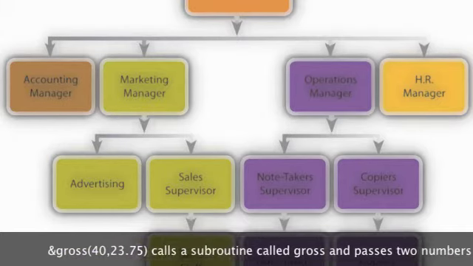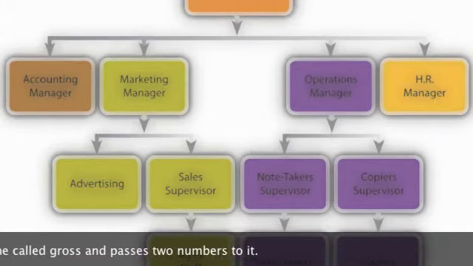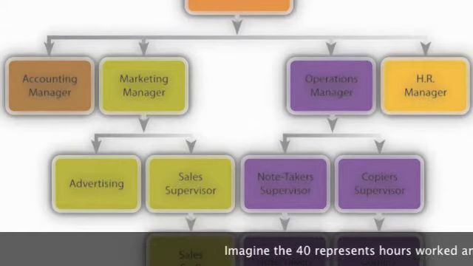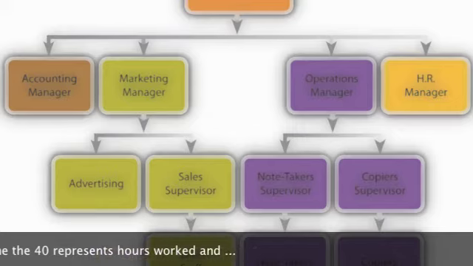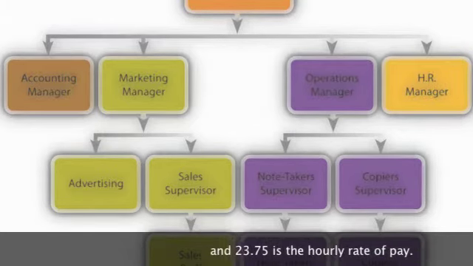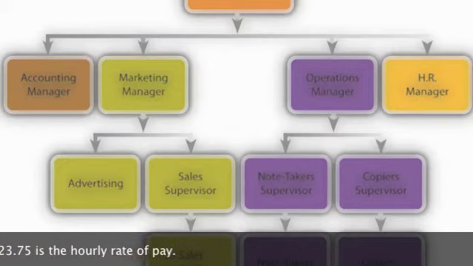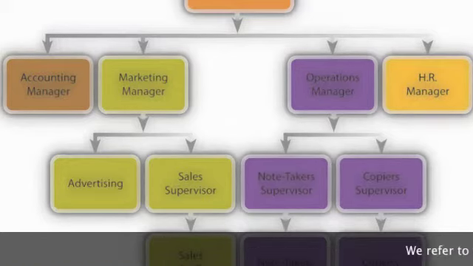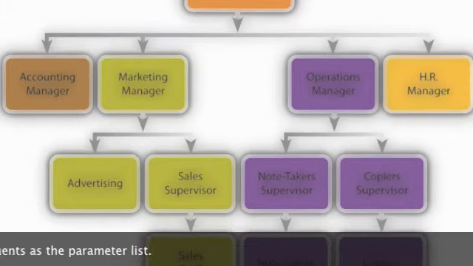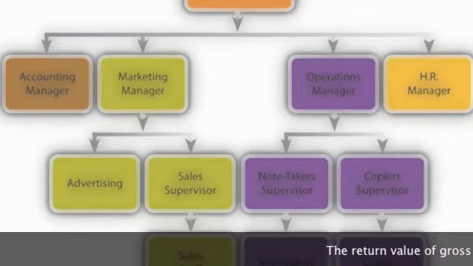So, for example, gross, sub 40 23.75 calls the subroutine and passes 40 and 23.75: 40 for the hours worked, 23.75 for the hourly rate of pay. And we would refer to these arguments collectively as the parameter list.